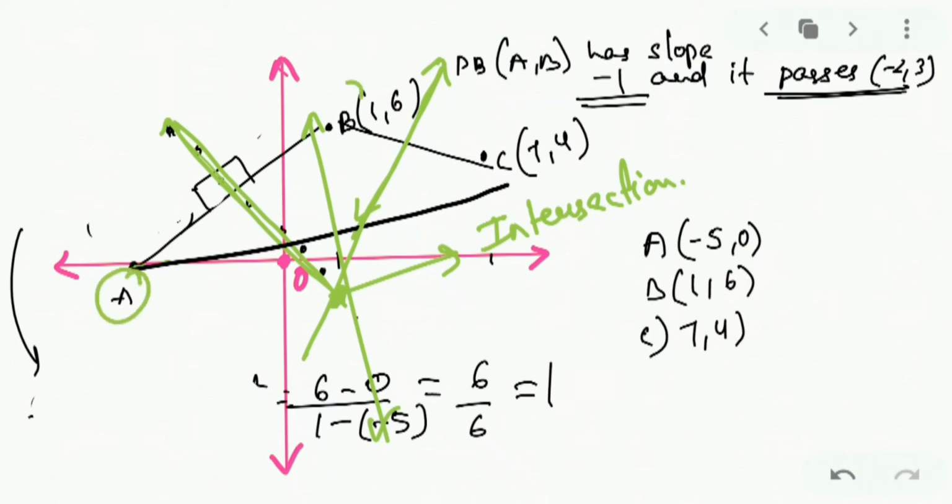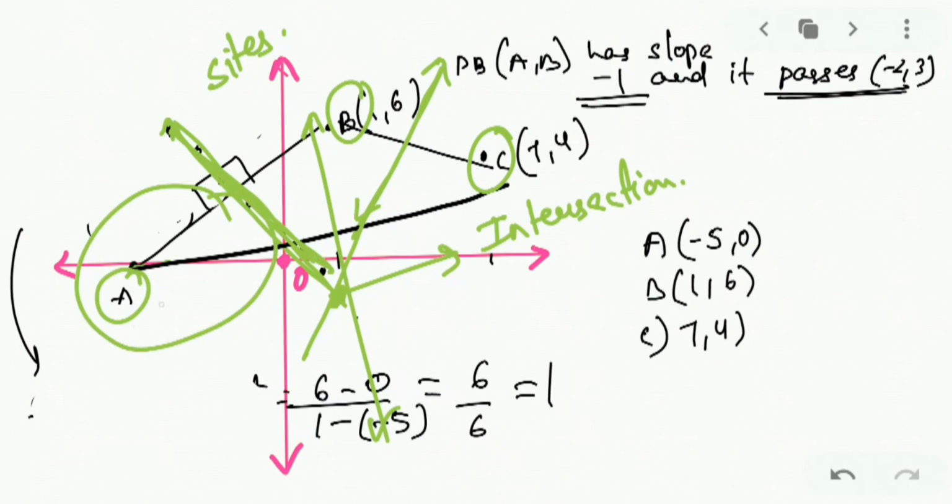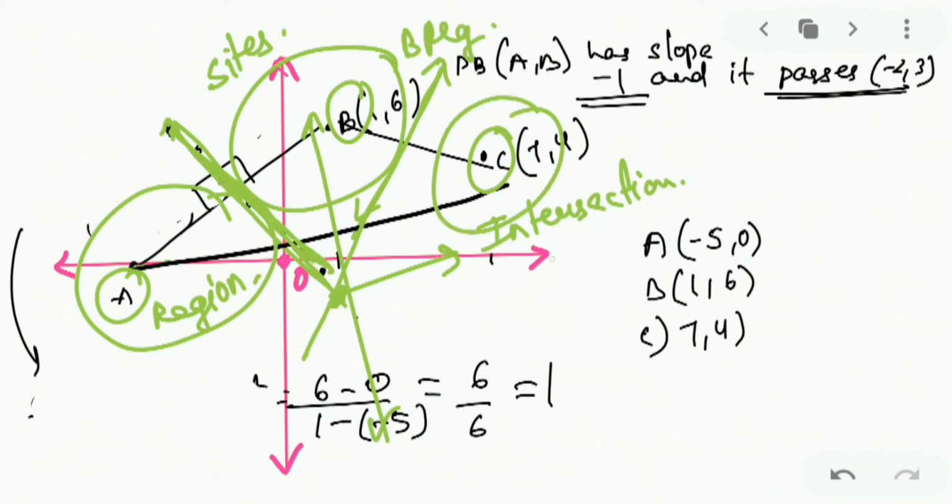A, B, C are called sites. Now this region will be A's region. So this is A's region. This is B's. And this is C's region. So we have drawn the Voronoi diagram.